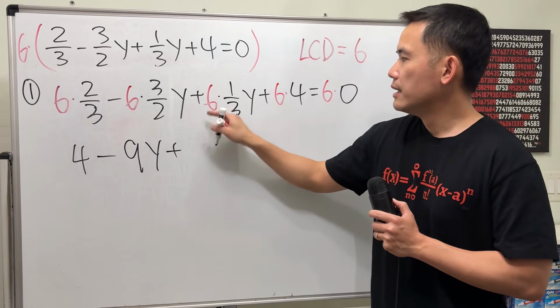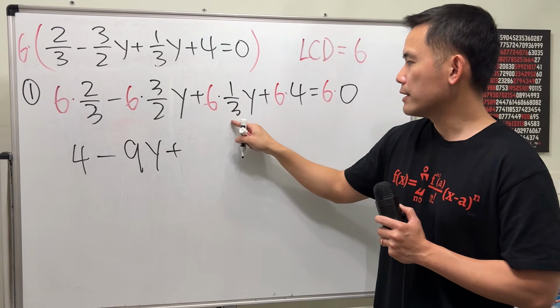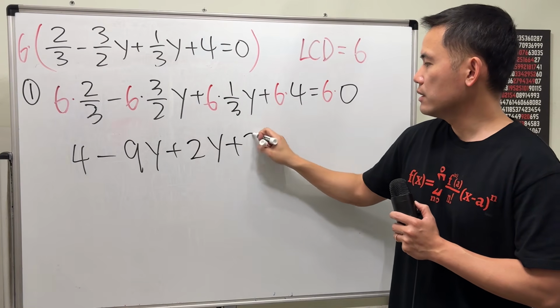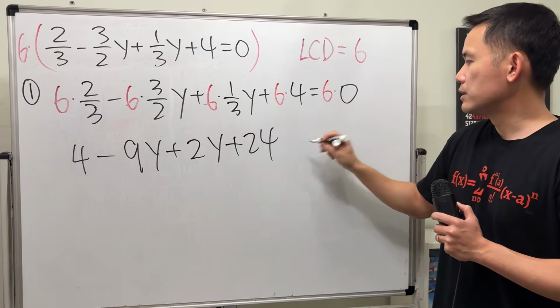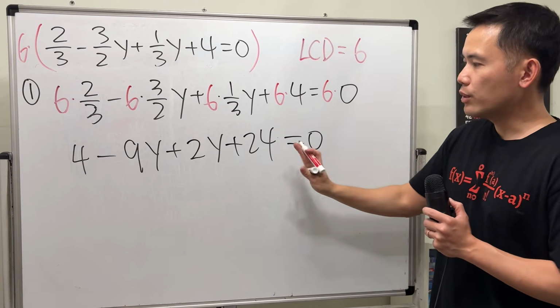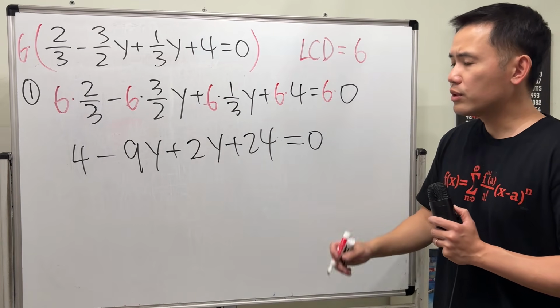Then 6 times 1 is 6, divided by 3 is 2. And then we have the y. And then 6 times 4 is 24. And then 6 times 0 is 0. So that's what we have. Then you see that we don't have fractions anymore, but we still have to combine like terms.